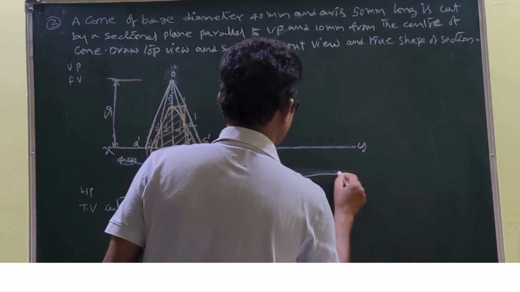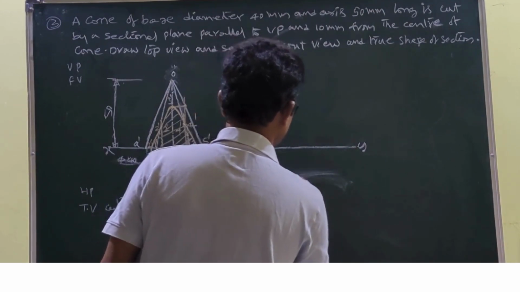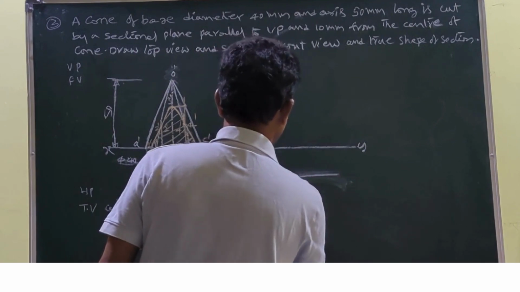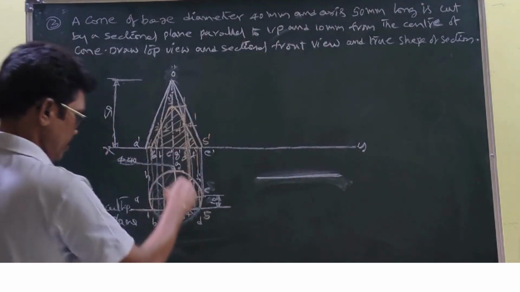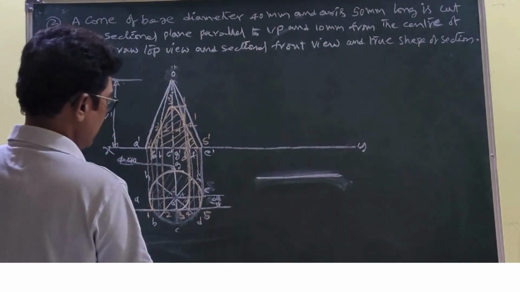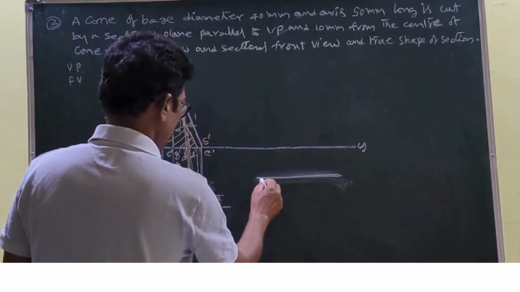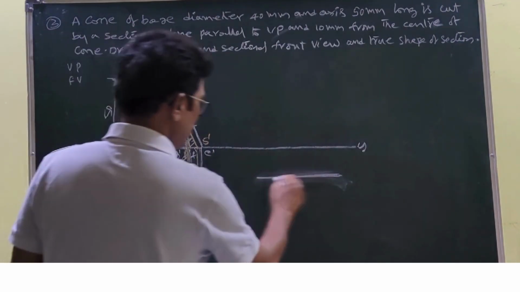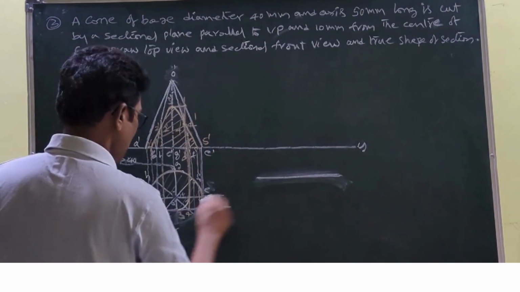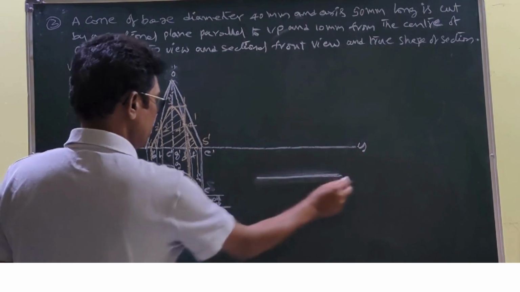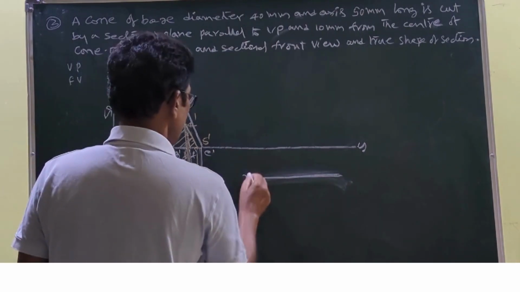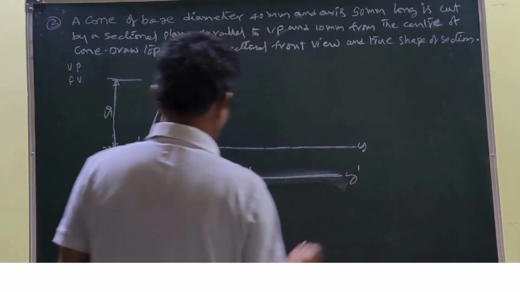Parallel to xy. Of course, you have to draw it here itself. Suppose the place may not be enough, that's why I am drawing a line here. So this is parallel to this one, parallel to this one. Let us say this is the x1, y1.